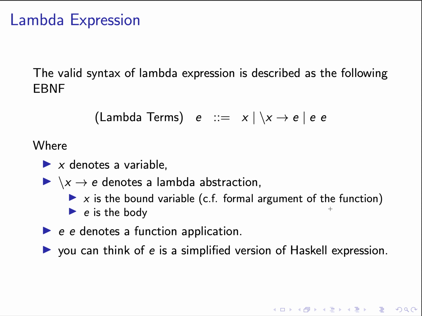So let's consider the expressions. The lambda expression defines the valid syntax of the language. Typically we use the following EBNF form to denote the definition of expressions. Sometimes we call it lambda expressions, sometimes lambda terms, but they refer to the same thing. We typically use the symbol E. An expression could be either a variable, or a lambda abstraction, which takes in a formal argument x and whose body is another expression E. Or the third possibility for a lambda term would be a function application, where we apply one expression to another.